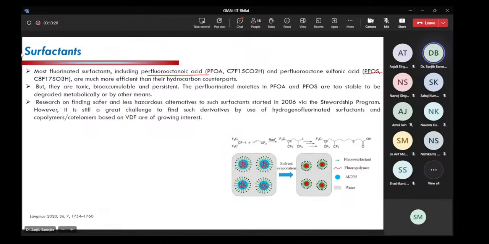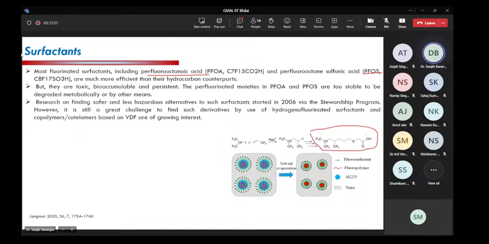But this alternative surfactant also should contain fluorine, because hydrocarbon based surfactants will not give you the properties which fluorinated surfactants can give. But the problem with PFOA and PFOS was that they are highly bioaccumulable. So people tried hard to get a non-bioaccumulable surfactant. One of the alternatives which was reported is this molecule.